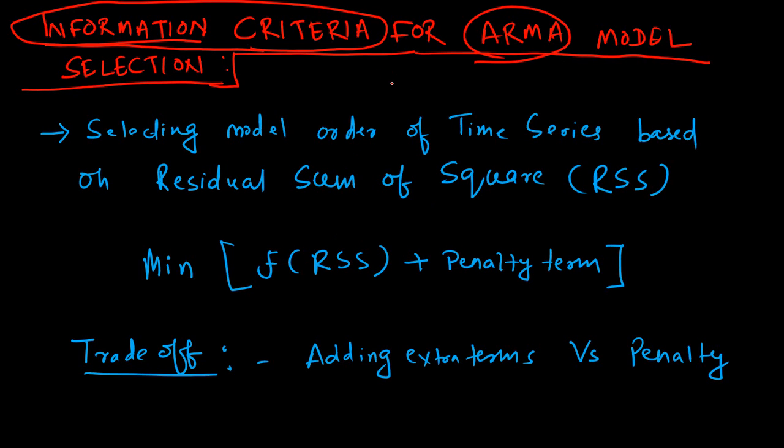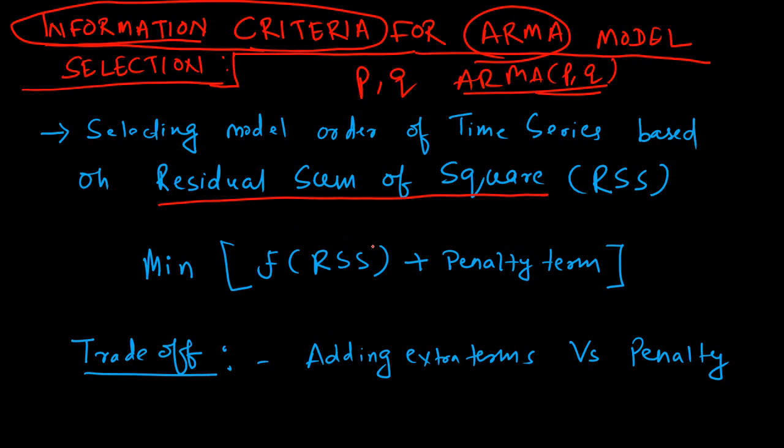So, what are the orders we're talking about? The P and the Q, right? So ARMA has got two orders, P and Q. So how do we choose what is the optimal P and Q for a given data set? Information criteria selection of the optimal ARMA model is based on the residual sum of square. Okay, so we use this metric, residual sum of square, to find out which combination of P and Q is actually optimal for a given data set.